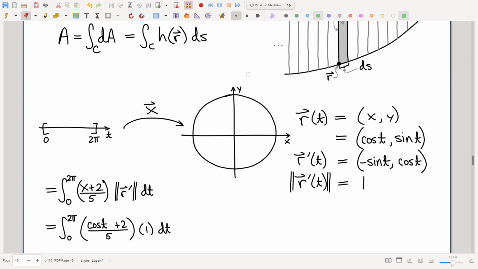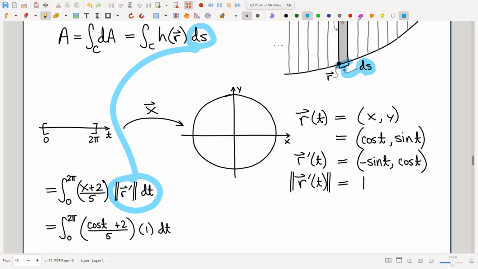When we do the pullback, this ds, representing size on a piece of curve, becomes a stretching factor, namely 1, times dt, namely little pieces of size in our pullback space and on the t-axis. And everything else is plugging and chugging.